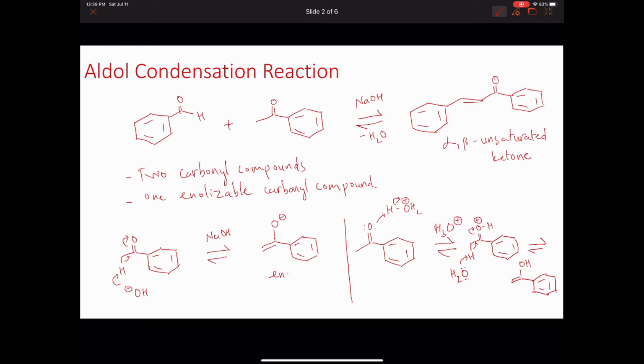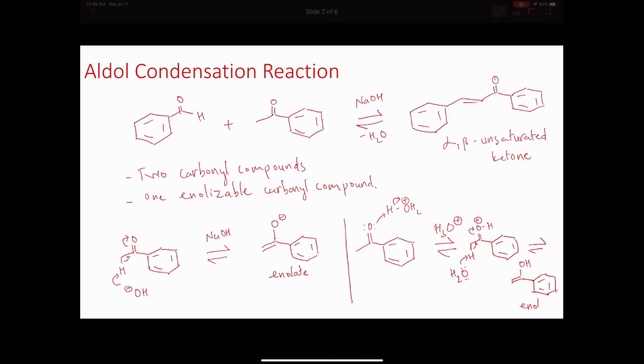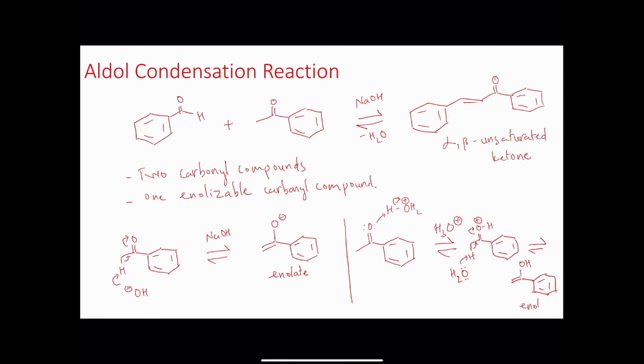So the compound on the left we call enolate, and the one on the right we call enol. So the enolizable carbonyl compound is the one that can form enolate under basic condition, or enol under acidic condition. Or we can say that the carbonyl compound has a hydrogen at the alpha position, that carbonyl compound can be enolized.